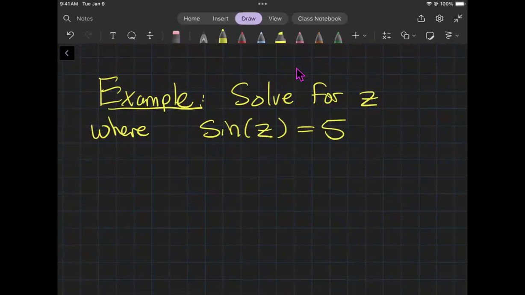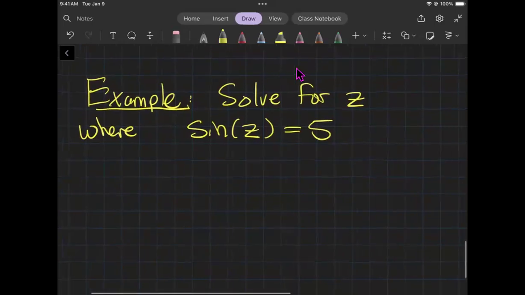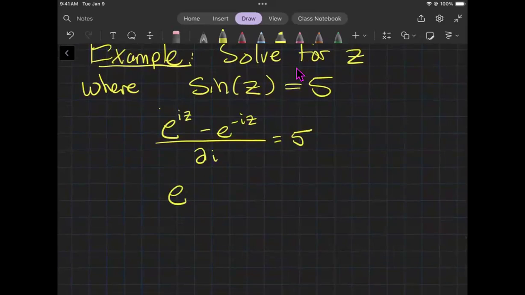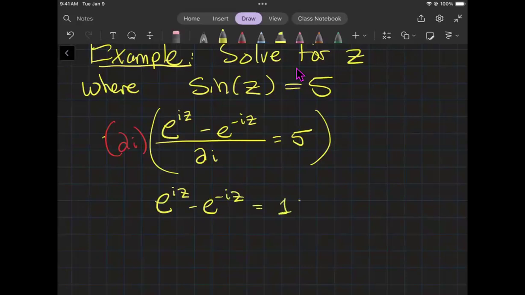Okay, so I assume you worked on this example. So we want to use the definition of what sine of z is, right? So sine of z is just e to the iz minus e to the negative iz over 2i, and this equals 5, right? Multiply both sides by 2i, and the left-hand side is just e to the iz minus e to the negative iz. This equals 10i.